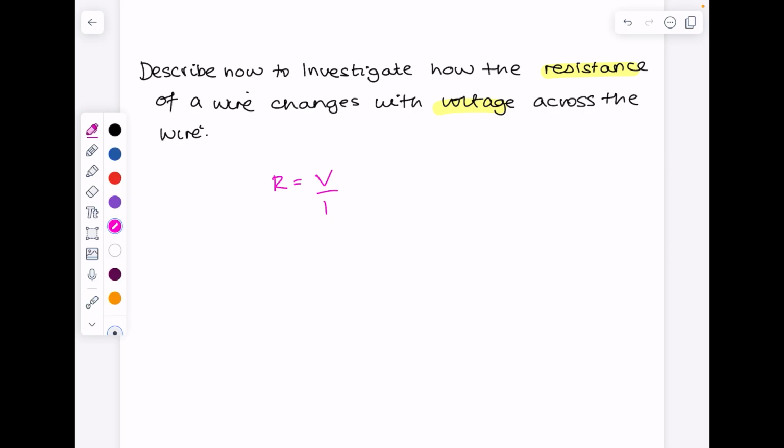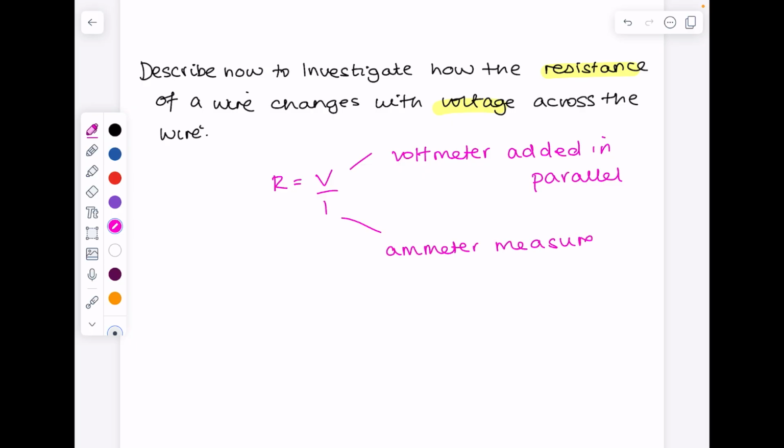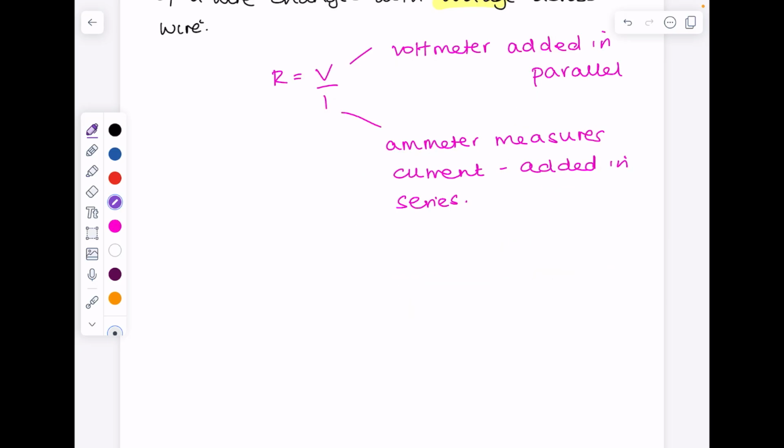So what do we need to add to our circuit? Well, we need a voltmeter to measure the voltage or potential difference, and do remember that that needs to be added in parallel to the circuit, so as a separate branch. And then we need an ammeter, measures current, and that's going to be added in series, so part of the main circuit. Let's draw the circuit itself.